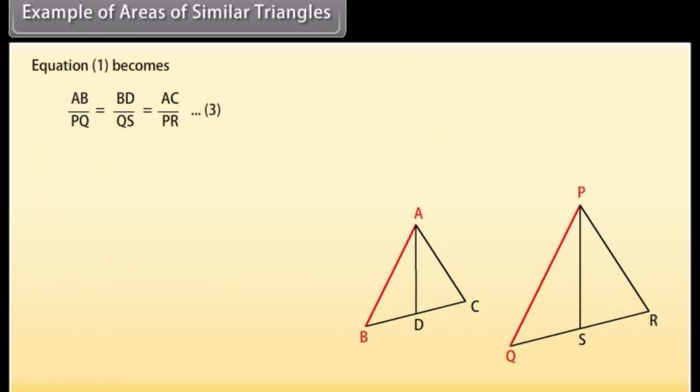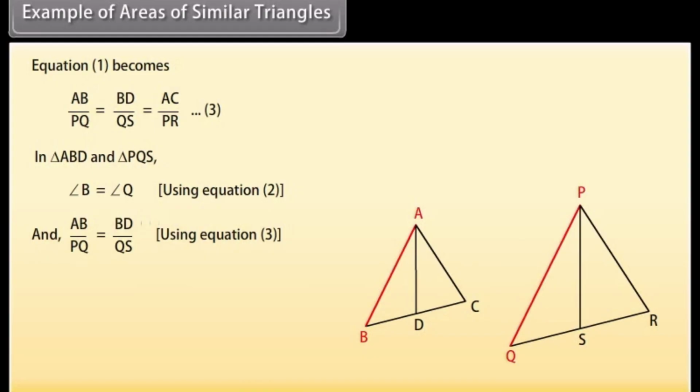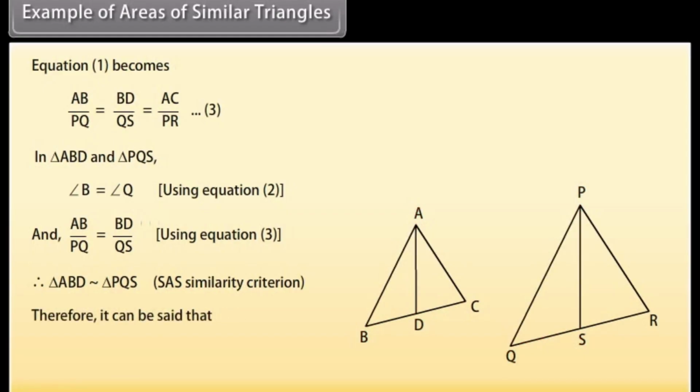Equation 1 becomes AB upon PQ equals BD upon QS, which is equal to AC upon PR, which is equation 3. In triangle ABD and triangle PQS, by using equation 2, angle B is equal to angle Q, and by using equation 3, AB upon PQ equals BD upon QS. Therefore, triangle ABD is similar to triangle PQS, by the SAS similarity criterion. Therefore, it can be said that AB upon PQ equals BD upon QS equals AD upon PS.